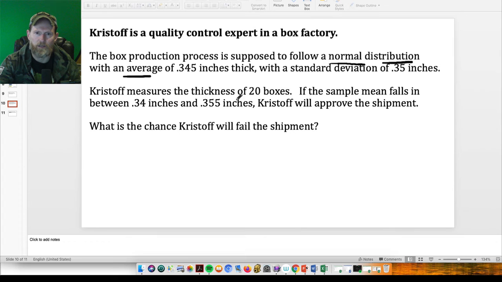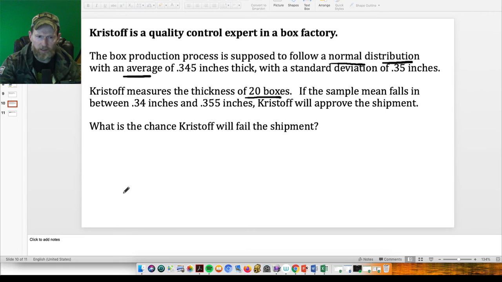Christoph measures the thickness of 20 boxes. If the sample mean falls in between 0.34 inches and 0.355 inches, Christoph will approve the shipment. What is the chance Christoph will fail the shipment?